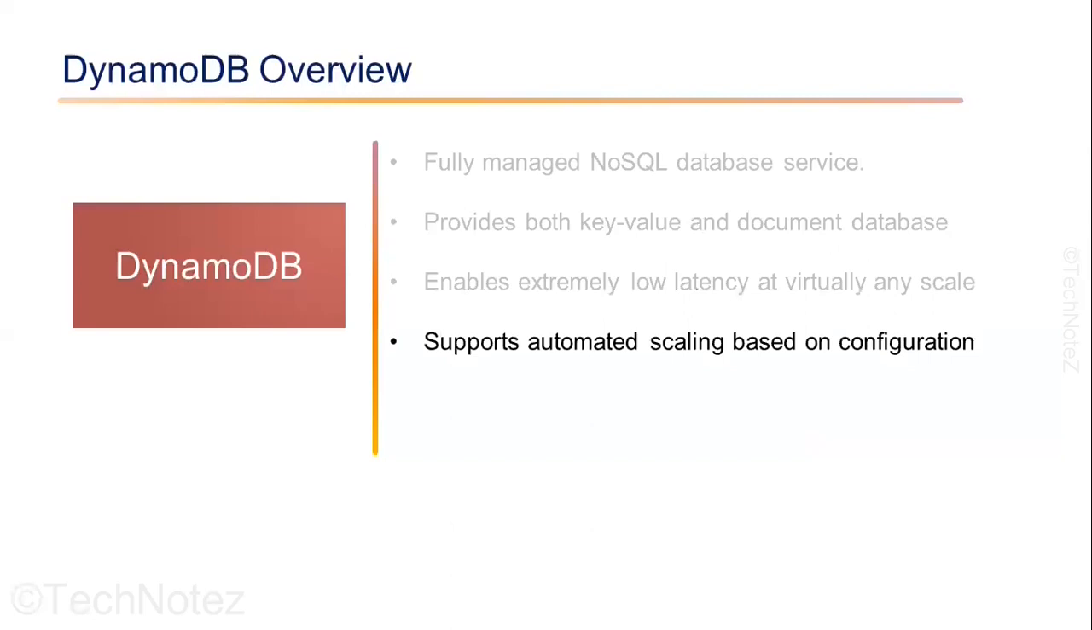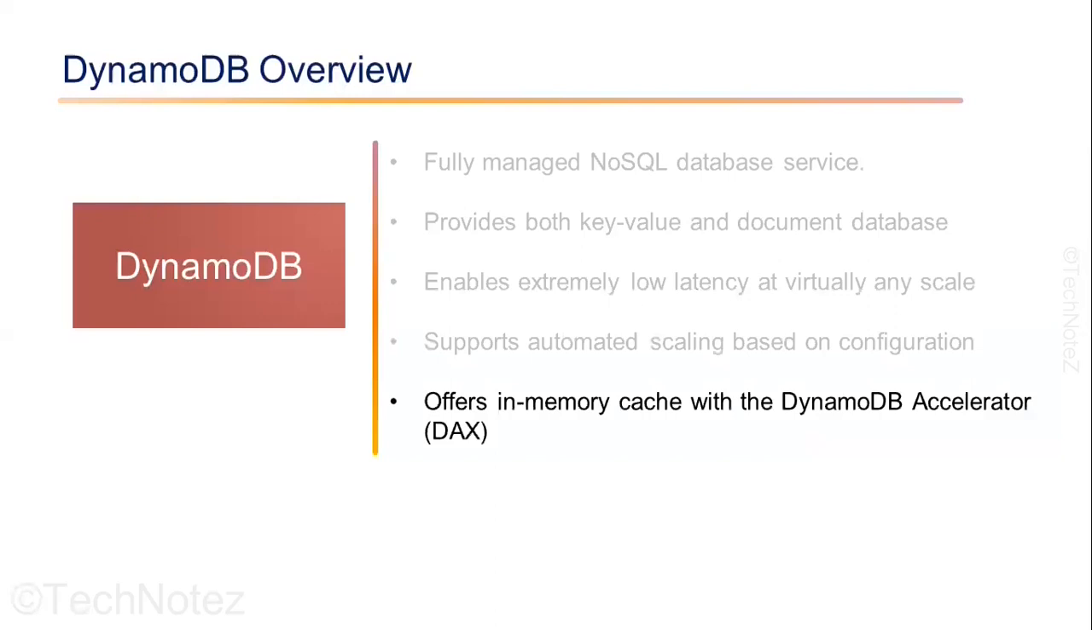DynamoDB automatically scales the table up and down based on the volume of requests and automatically distributes the data across multiple servers to ensure that data is always available when needed. DynamoDB offers an in-memory cache with DynamoDB Accelerator. DynamoDB Accelerator is a caching service that helps to improve the performance of read-intensive applications that use Amazon DynamoDB as a backend database by reducing the response time.